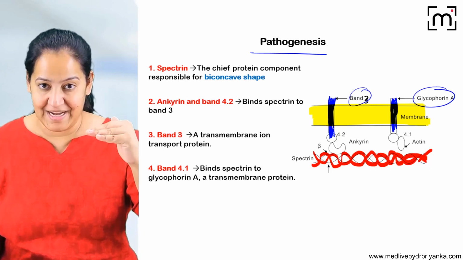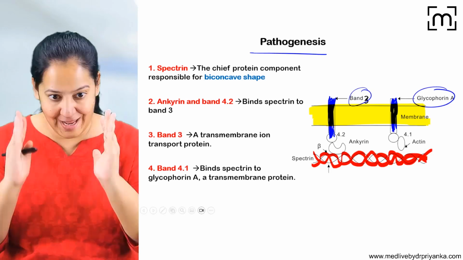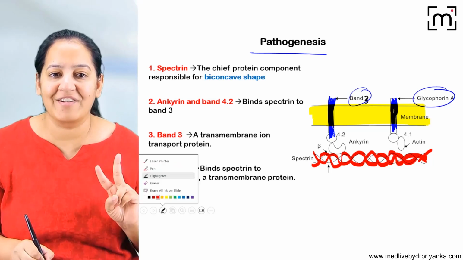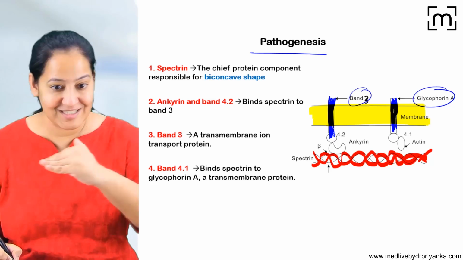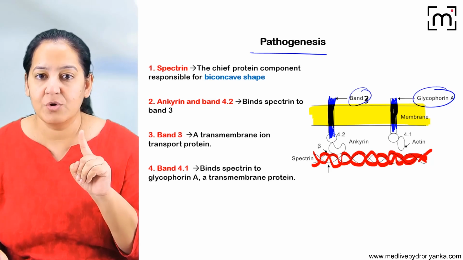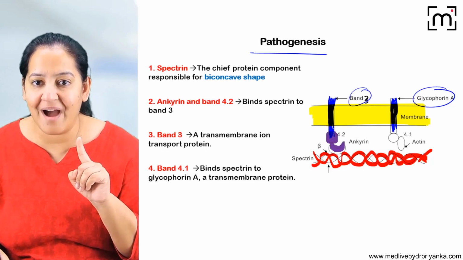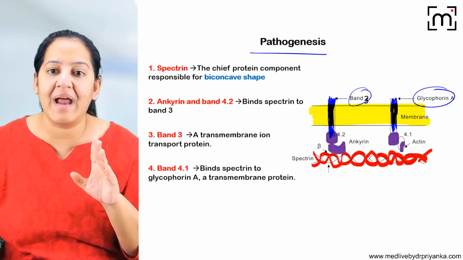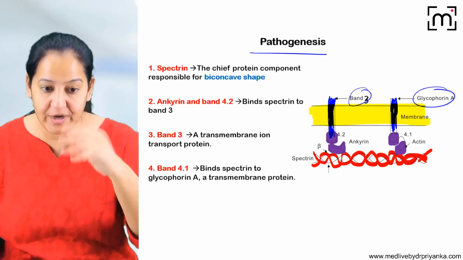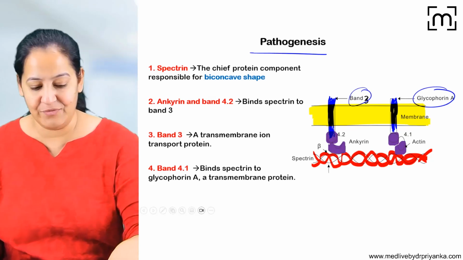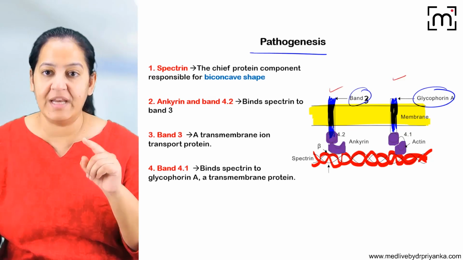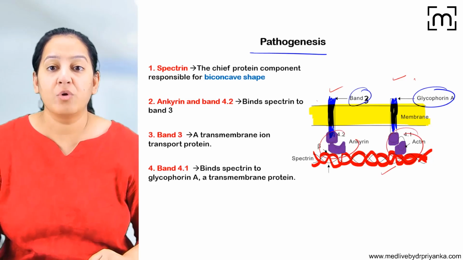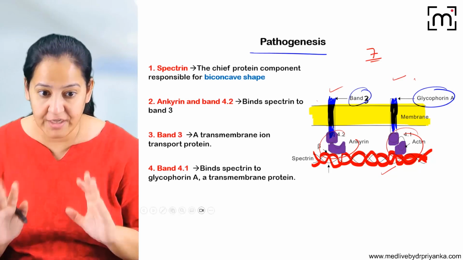So we have the cell membrane, the two transmembrane proteins band 3 and glycophorin A, and we have spectrin. Now there are connectors, which connect the cell membrane with the spectrin. Band 4.2 and ankyrin connect band 3 with the spectrin, and band 4.1 and actin connect glycophorin with the spectrin. So we have two transmembrane proteins, spectrin, and 4 connectors: 4, 5, 6, 7. A total of 7 proteins provide the biconcave shape to the RBC.